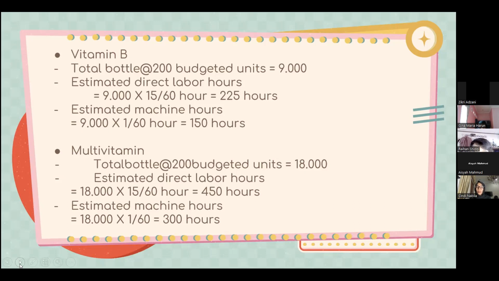And then for the multivitamin, the total bottles at 200 budgeted units will be 800. Meanwhile, the estimated direct labor hours of the multivitamin equal 450 hours. And then the estimated machine hours for the multivitamin is 300 hours.